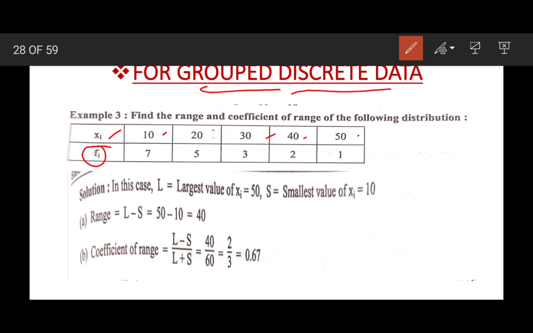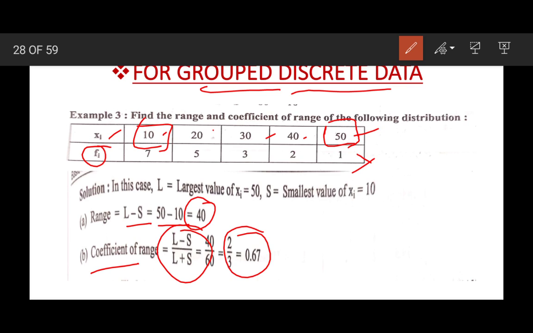Now for range, we are not using the frequency. We are only going to use x values. So from x values, find the largest value and the smallest value. Range is largest minus smallest, so 50 minus 10, 40. And coefficient of range is L minus S upon L plus S, which is equal to 0.67. Okay.